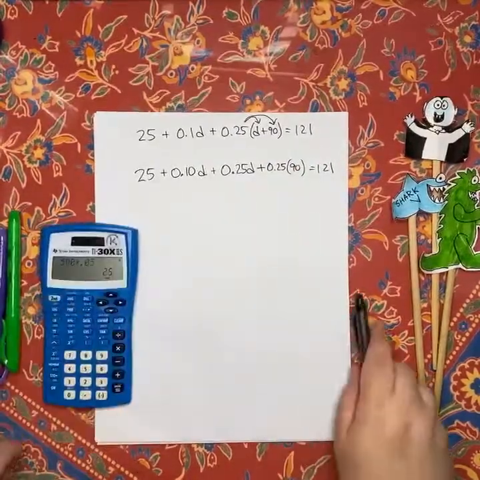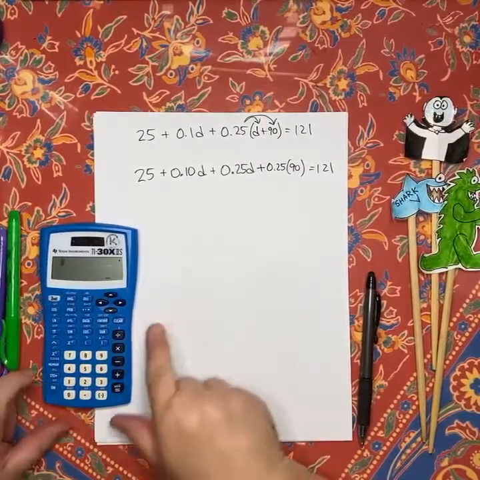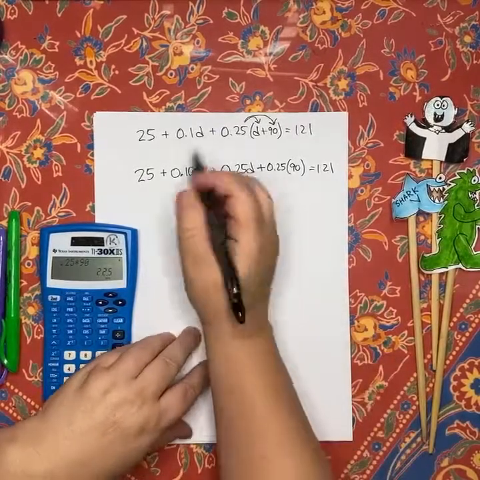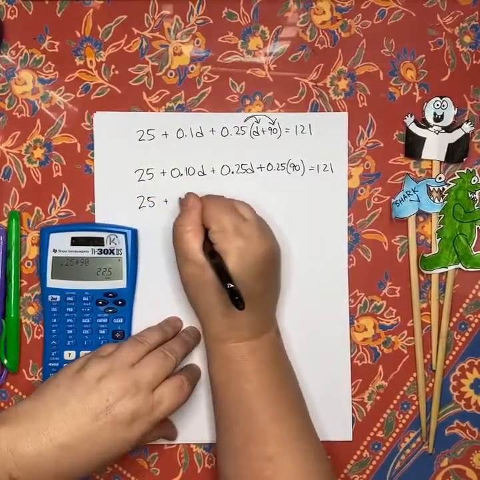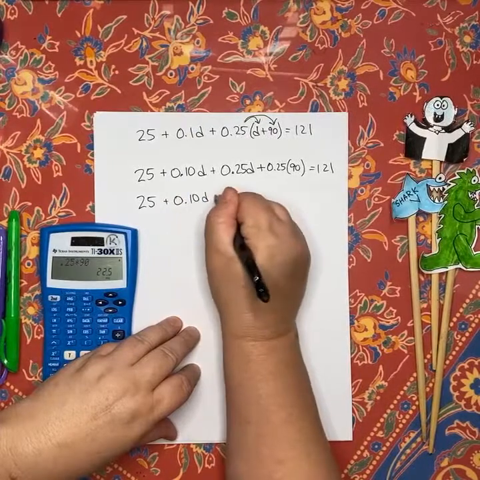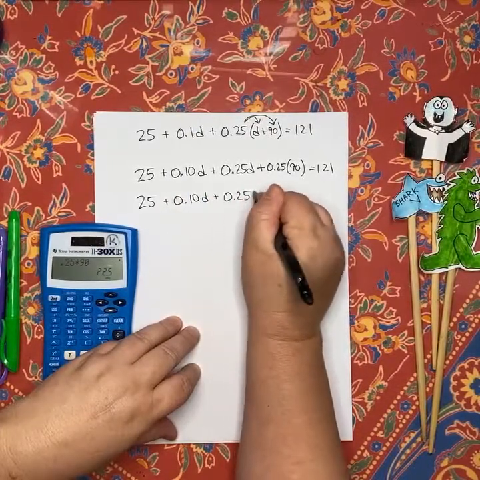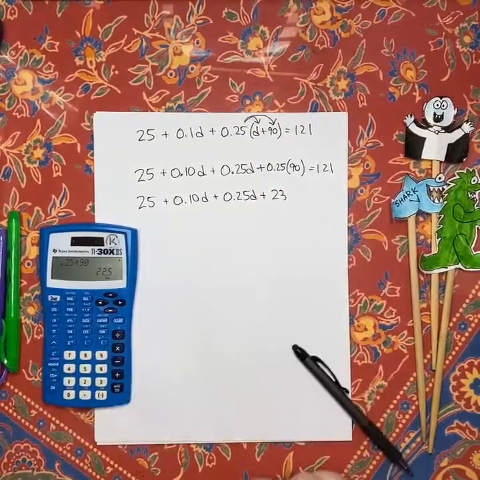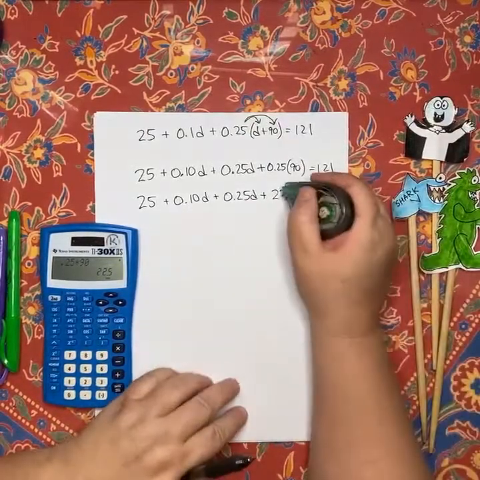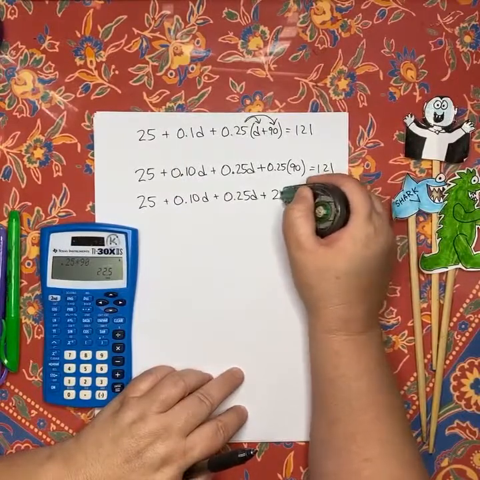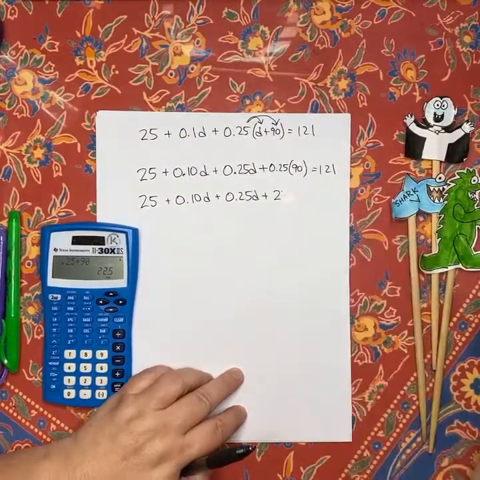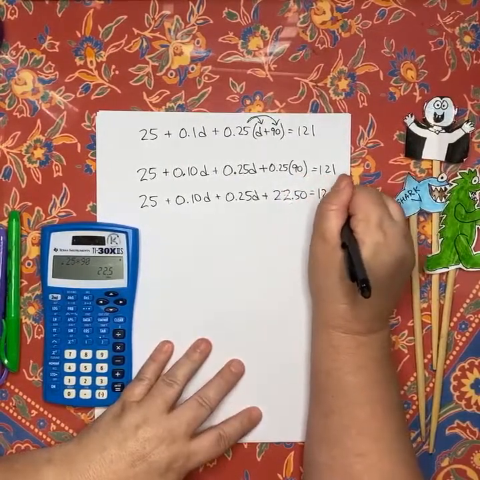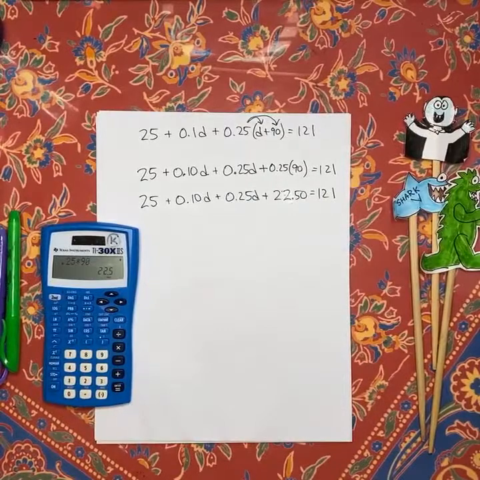So let me get out my calculator. 0.25 times 90 equals 22.50. So I've got 25 plus 0.10 D plus 0.25 D plus 20, whoops. I don't know what number that was, like 23. I think my brain was trying to round up or something. Who knows? 22.50 equals 121. Okay, so let's take a look here.